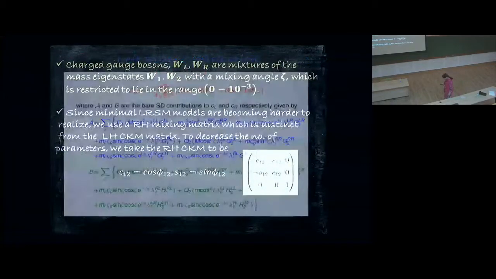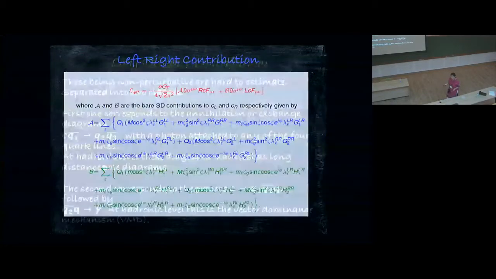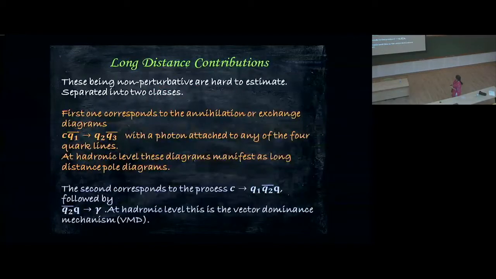Of course, now if I have to talk about the branching ratios and the photon polarization, I have to worry about the long distance contributions. These being non-perturbative are hard to estimate, but they are separated into two classes. The first one corresponds to when you have a D decay, it can decay through annihilation or exchange or tree diagrams. If you have annihilation or exchange diagrams, then you have the process c q1 bar going to q2 q3 bar, and the photon can be attached to any of the 4 quark lines. But at the hadronic level, what it really means is that it manifests as long-distance pole diagrams.